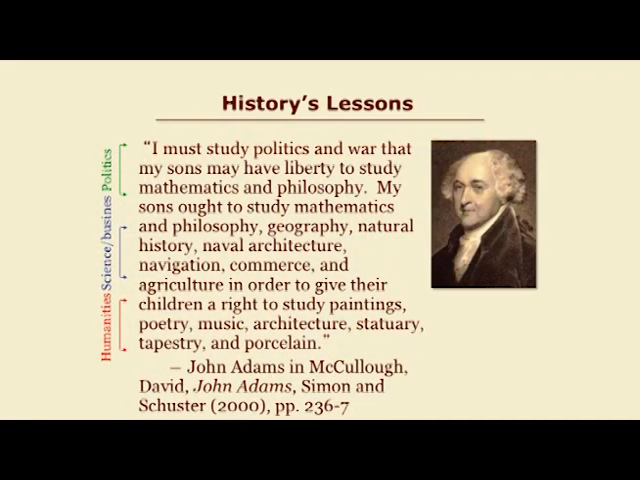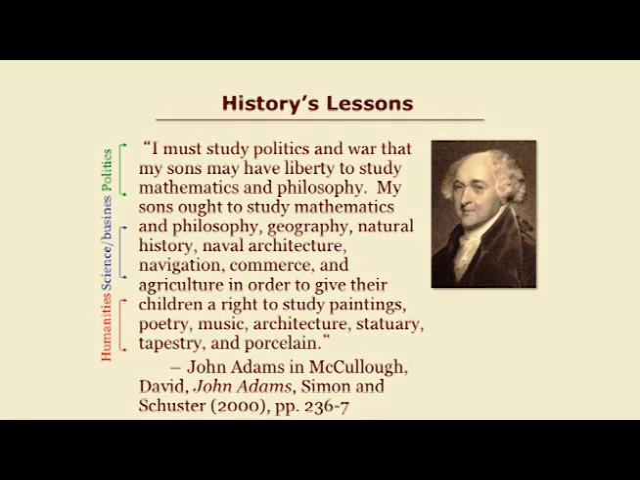John Adams was one of those personalities that would not allow any kind of step except independence. In looking back on what happened in the American independence, he reportedly said the following: "I must study politics and war that my sons may have liberty to study mathematics and philosophy. My sons ought to study mathematics and philosophy, geography, natural history, naval architecture, navigation, commerce, and agriculture in order to give their children the right to study paintings, poetry, music, architecture, statuary, tapestry, and porcelain."